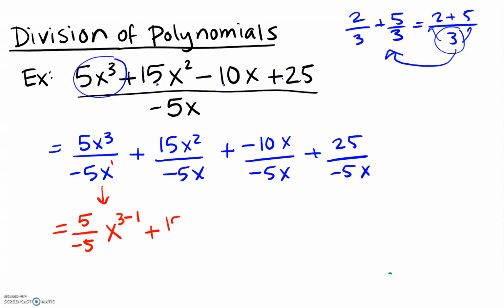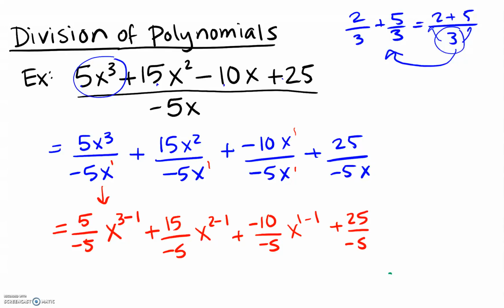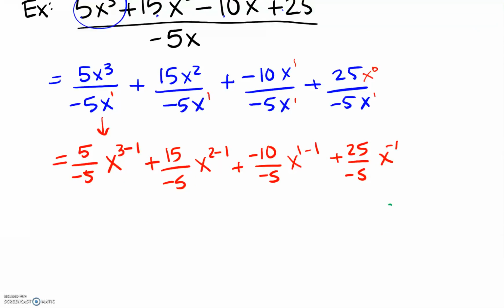So you just keep doing this. 15 over -5, x to the 2 minus 1. We have plus -10 over -5, x to the 1 minus 1. And then our last one, 25 over -5. And then I guess if you wanted to, you could think of this as x to the 0 over 1. This is x to the -1. This particular one, I wouldn't have rewritten this way, but I'll show you how I would do that as we simplify each of these.